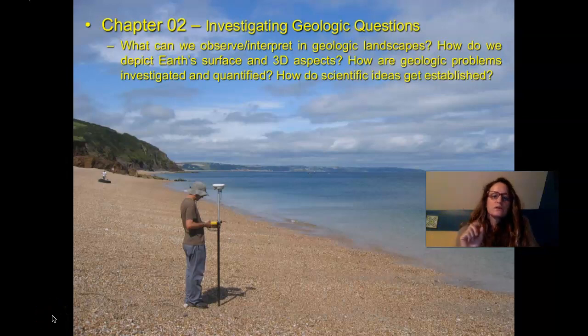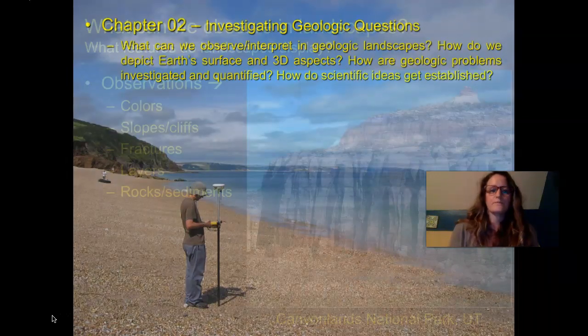Chapter 2 is split into 3 sections. One is looking at landscapes and how we interpret those. The second section is how we depict the Earth's surface in maps and in cross-section. And well, I guess it's 4 sections, because then we look at the scientific method, how we investigate and quantify things in geology. So we'll look at those parts now.